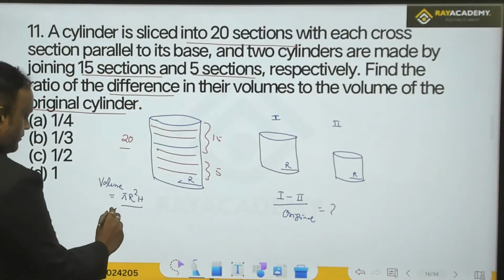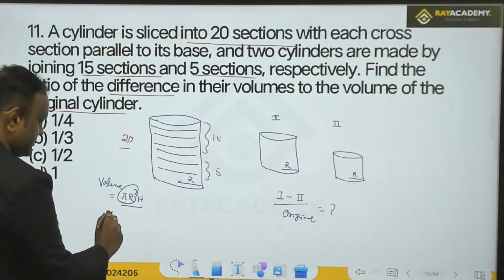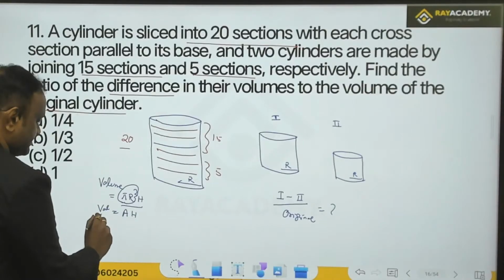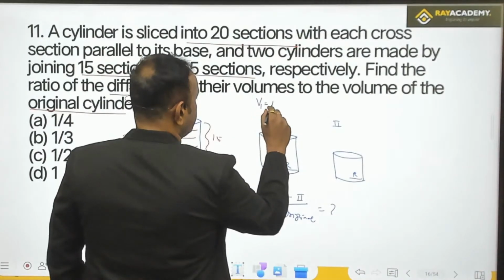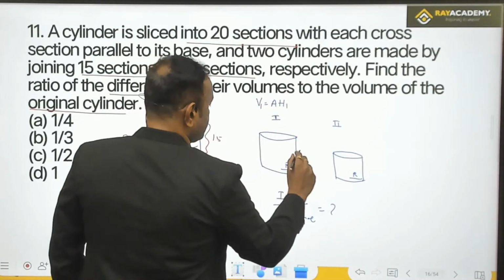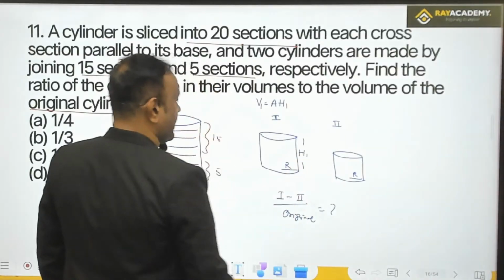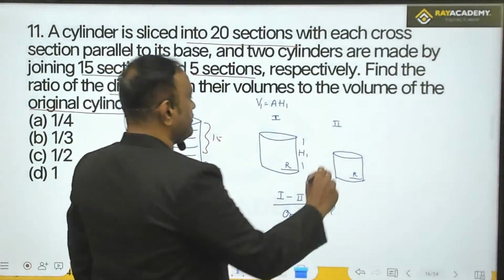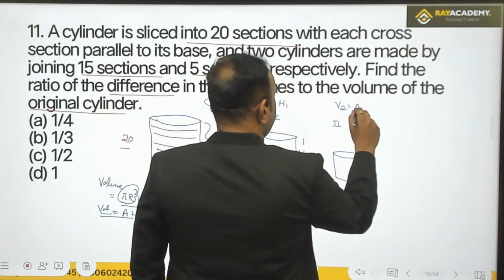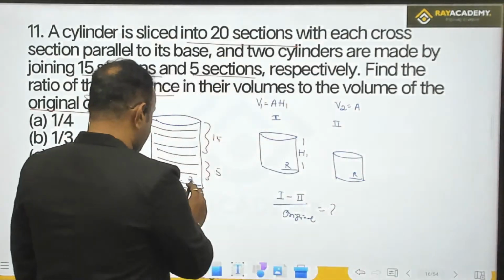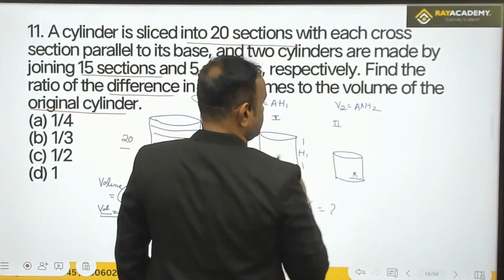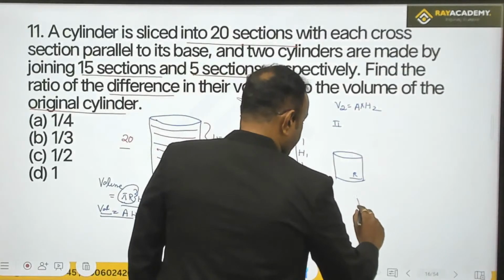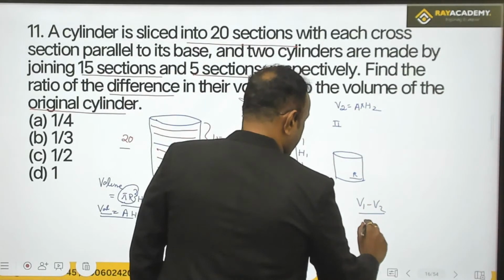This is not changing. So let's say capital A. So the volume of the original cylinder is A h. Now what is the volume of this cylinder? V1 equal to A h1. Suppose this is height 1, and the volume V2 of the second cylinder is A into h2, because the cross section area of the base and the radius are the same. So we have to find out V1 minus V2 divided by the original volume.